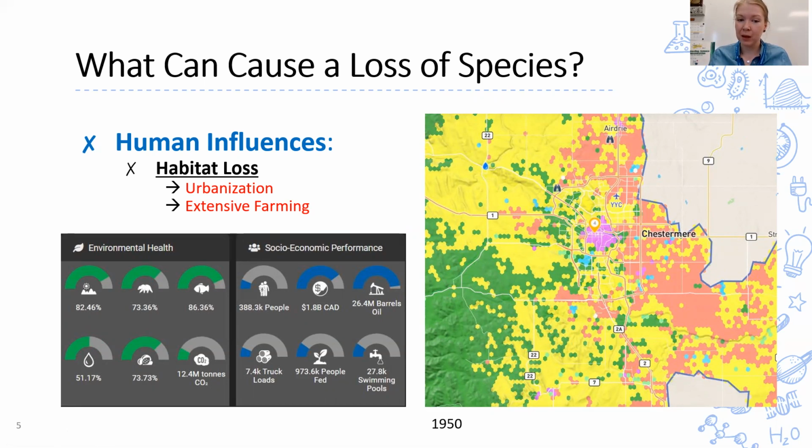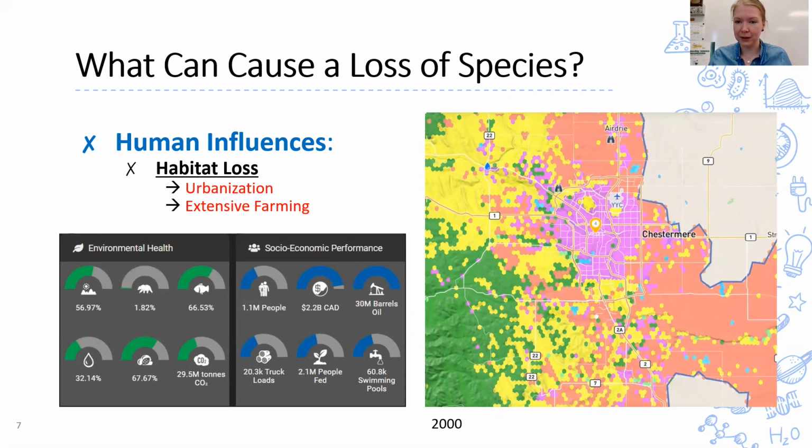So we see more people, more people then have to be fed. So of course, we're going to need more agricultural areas. More oil is being produced, more water is being consumed. And so with the increase in population, that comes with a toll on the environment.